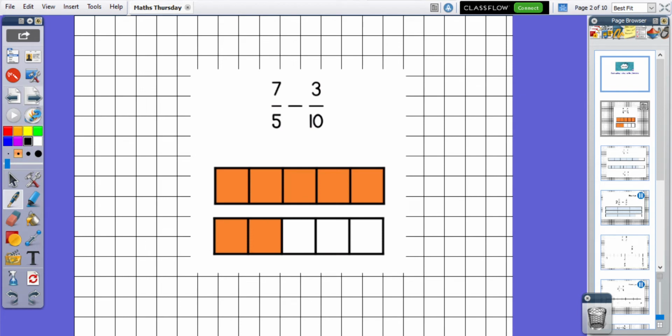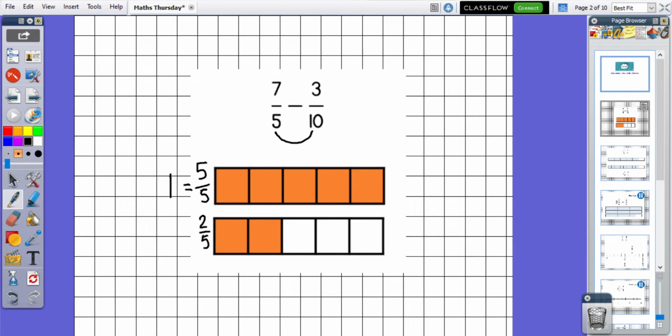So you can see I've got 7/5 subtract 3/10. Here on my bars, I have got fifths. So you can see that this is 5/5, which is also equivalent to a whole, and I've got 2/5. All together I have got 7/5, and I need to subtract 3/10. However, I can't do that because I need these to have the same denominator, okay?